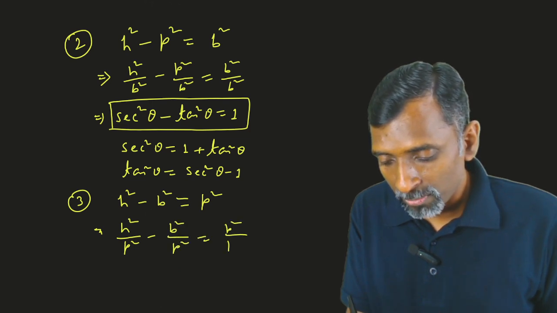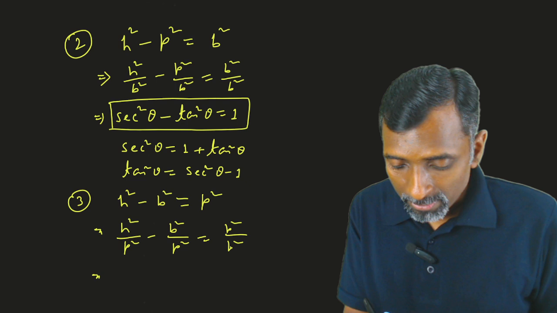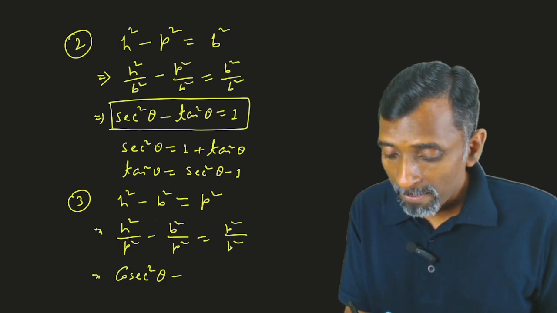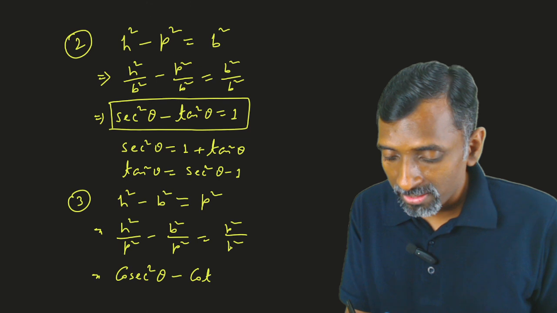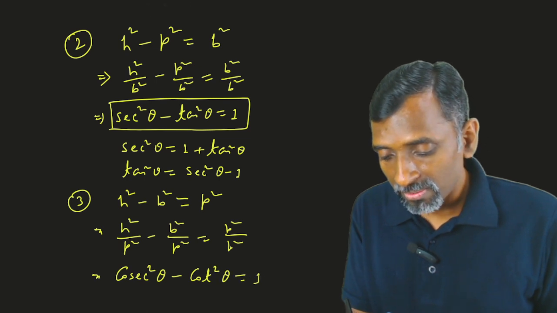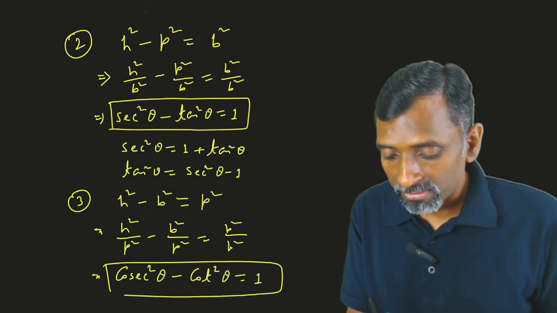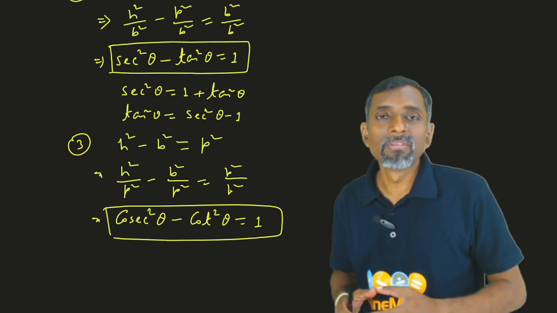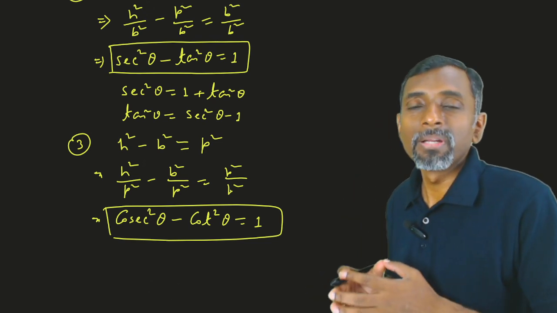So we are dividing both sides by p square. h by p can be written as cosec theta. So it is cosec square theta minus b by p, which is cot theta, so cot square theta is equal to 1. This is the third identity. So we will have three identities in the trigonometric ratios.